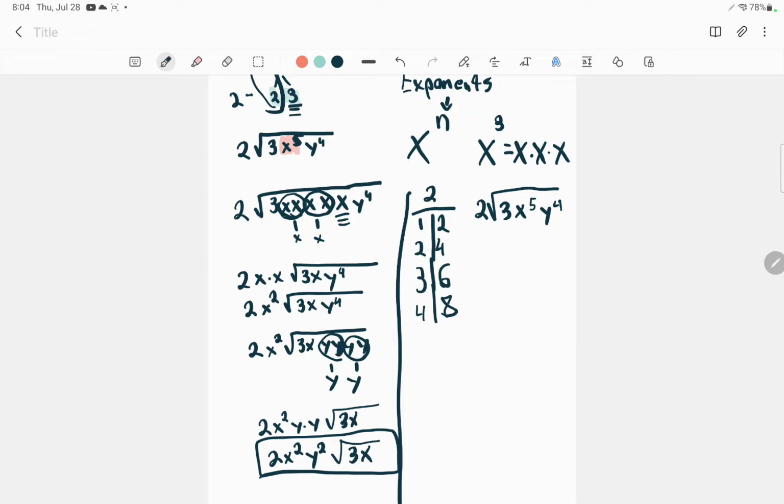Look at the exponents, okay? The first exponent is going to be 5. The second exponent is going to be 4. So what I'm going to do, I'm going to think of multiples of 2. Why am I doing that? It's because whenever you're working with square roots, we're always looking for groupings of 2. So how many groups of 2 do I have in 5? If I look at my table over here, you're going to notice real quick that I can have 2 groups of 2 in 5.